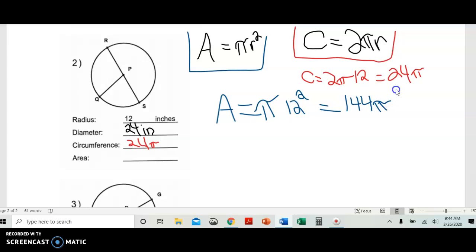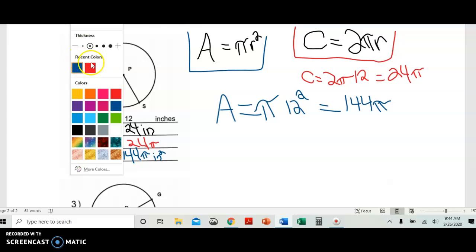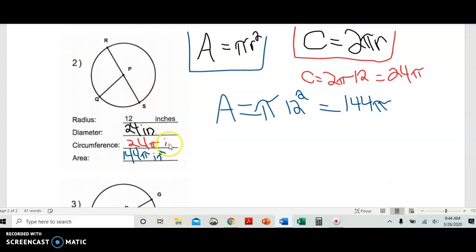All right, so our circumference is going to be 24, and again, this actually should be labeled in inches. Our area is 144 pi. Remember, when we're labeling area, it should be with squared, so inches squared. And then our circumference, you guys figured out, was 24 pi inches.